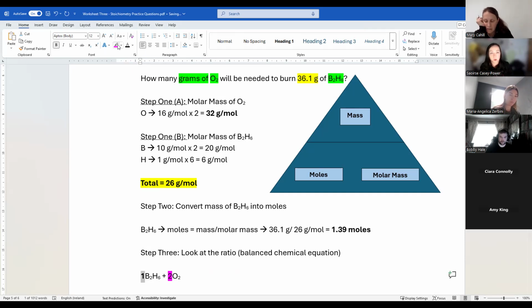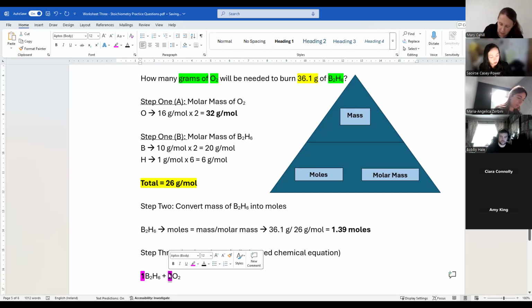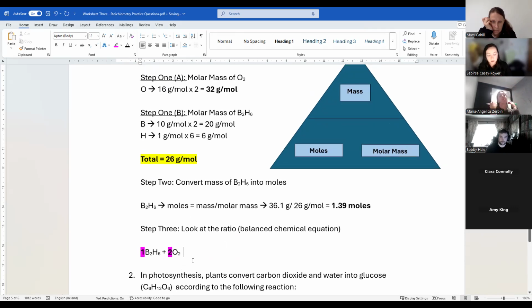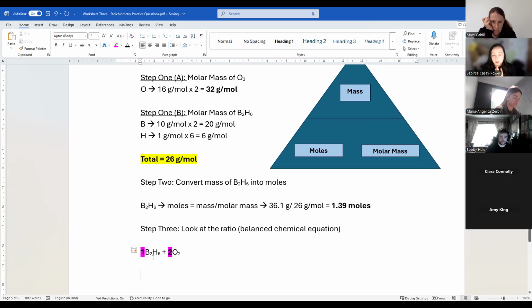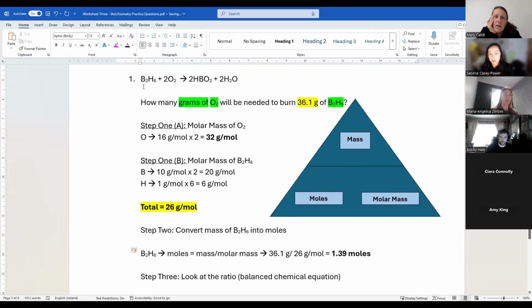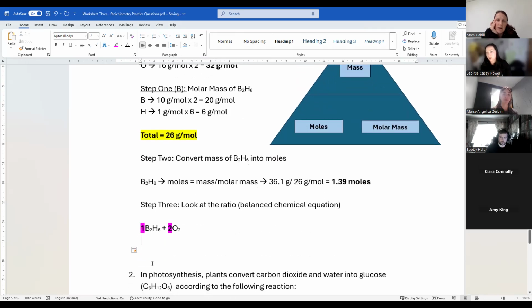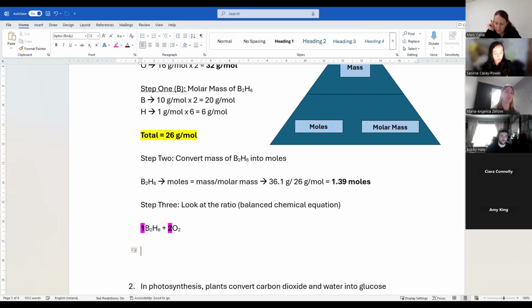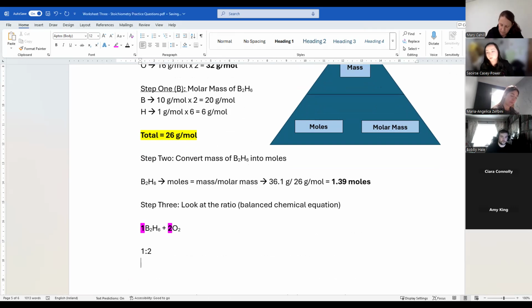We don't need to include a 1 here, but I'm just going to show it to you to highlight it. I took this from the balanced chemical equation. What this tells me is that if I have 1 mole of B2H6, 2 moles of oxygen are going to react with it. There's a pretend 1 in front of the B2H6. So that's the ideal or theoretical ratio: if I have 1 mole, 2 moles of oxygen will react. So it's a 1:2.